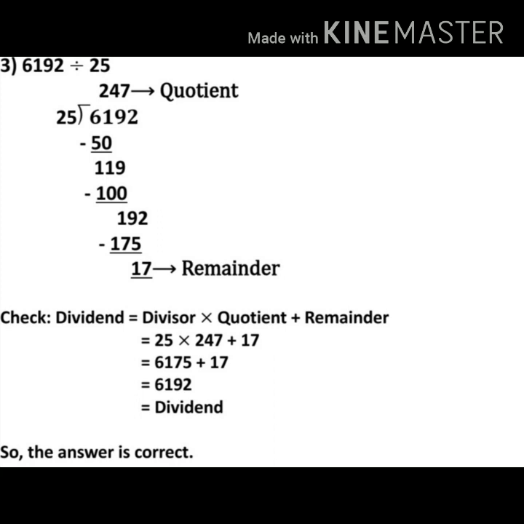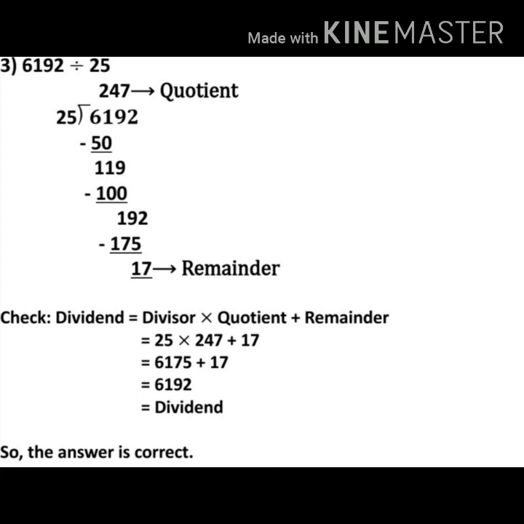In the next step, we will write 25 fours are 100. So we will write 4 as the quotient and 100 below 119. After subtraction, we will get 19, and now we will bring down 2. Now the number will become 192. In the next step, we will write 25 sevens are 175. We will write 7 as the quotient and 175 below 192. After subtraction, we will get 17, which is the remainder. 247 is the quotient and 25 is the divisor.